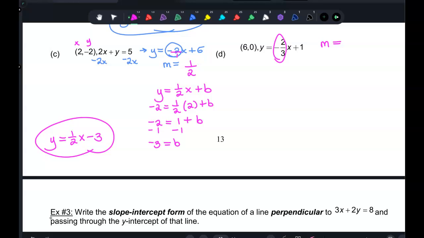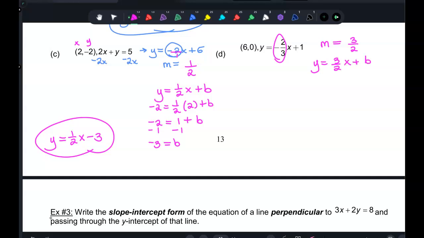m is negative 2/3. So if it's perpendicular, what do we have to do with it? We have to flip it, 3 over 2. Positive. Remember, if this is negative, we want the new one to be positive. If this was positive, we would make the new one negative. So the format for our equation is going to be y equals 3 over 2x plus b.